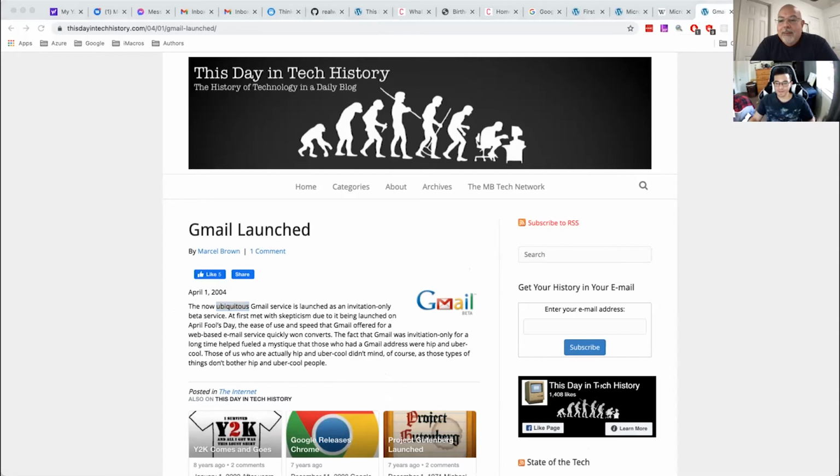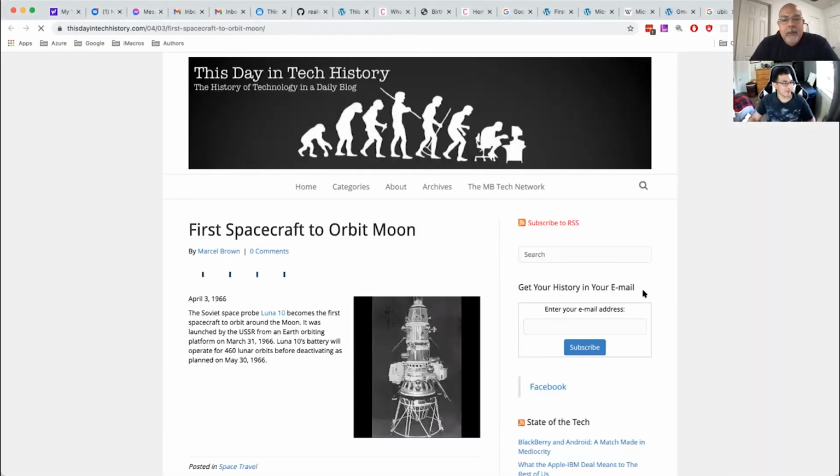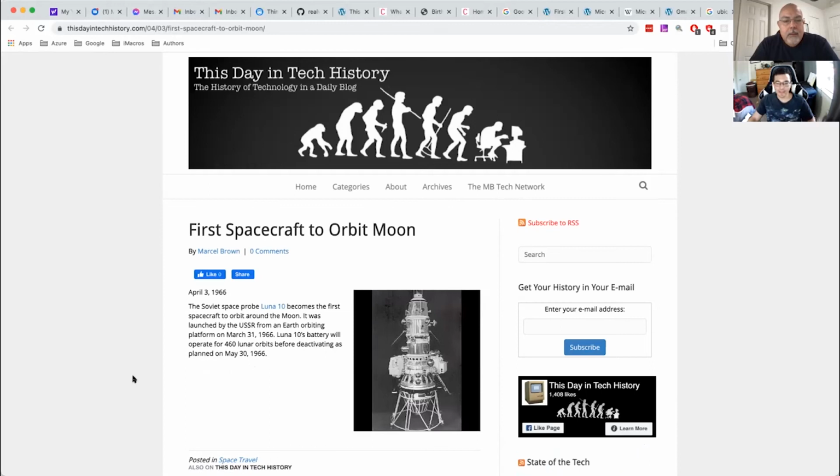What else we got? What else catches your eye? The first spacecraft to orbit the moon, on April 3rd. Oh, interesting. From the Soviets, Luna 10.